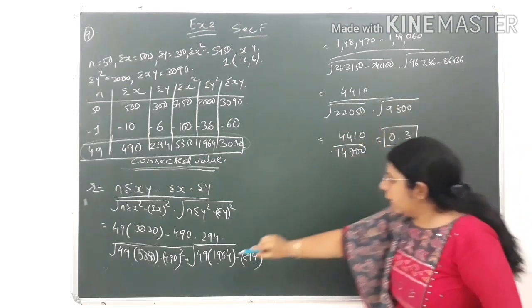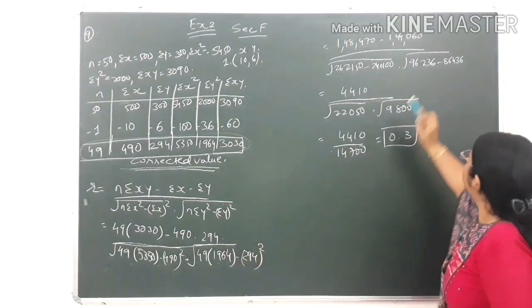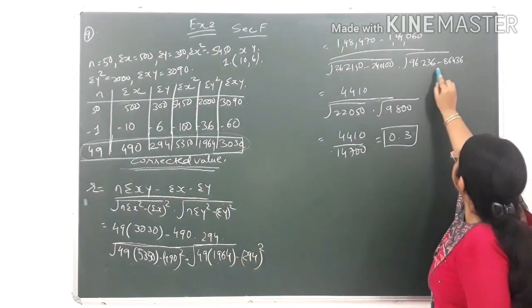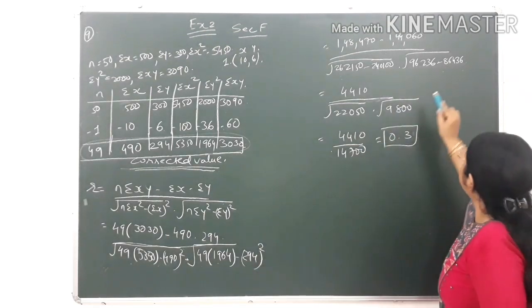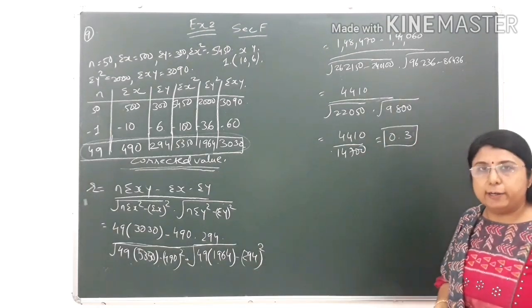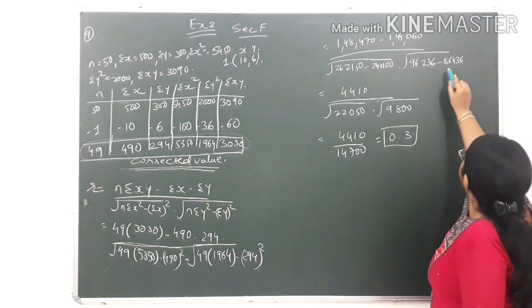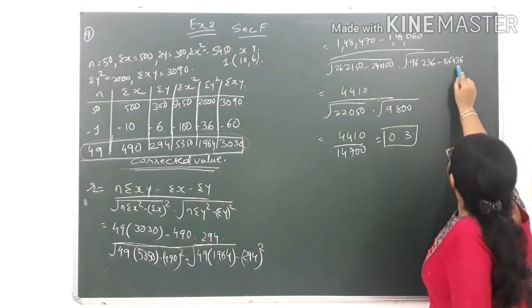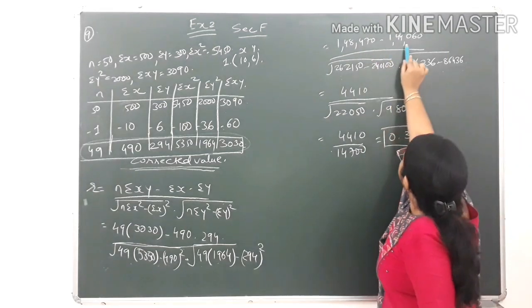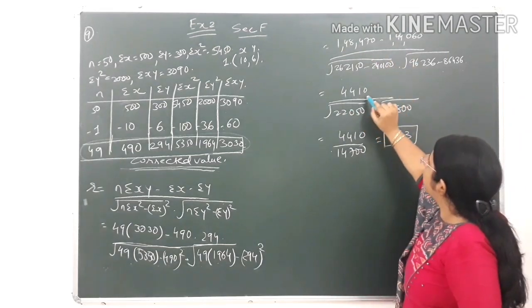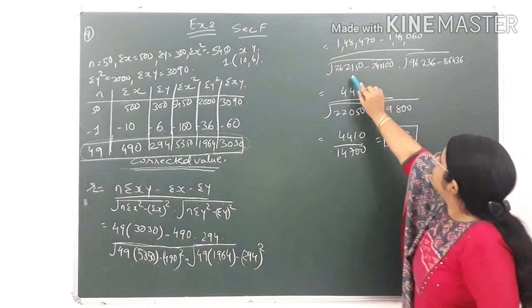So over here 49 into 1964, it would come to 96,236 minus 294 whole square. It means 294 into 294. So 294 into 294, it would come to 86,436. Now first of all, subtracting the numerator value, you will get 4,410.